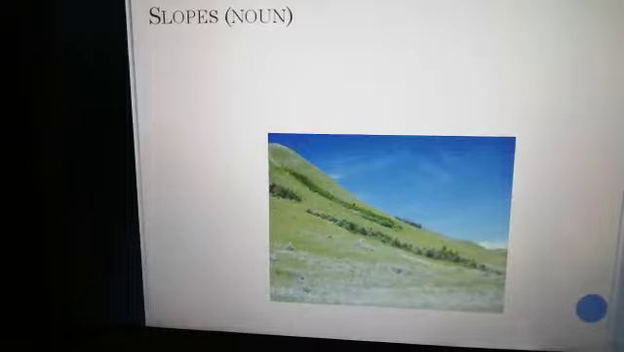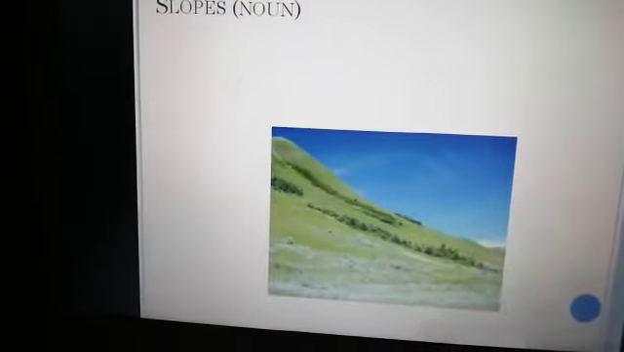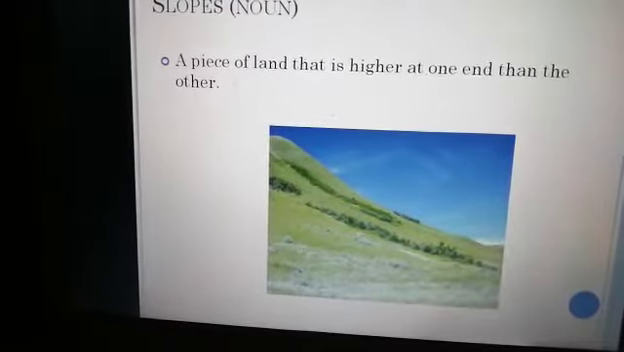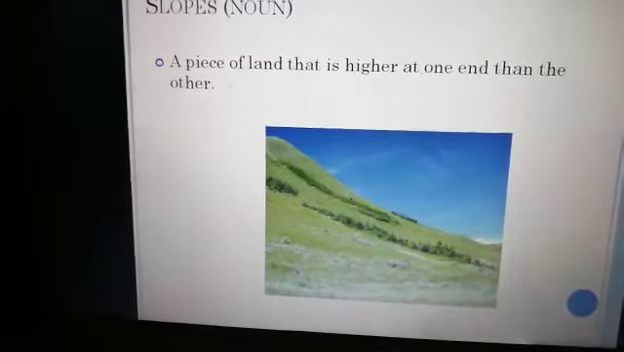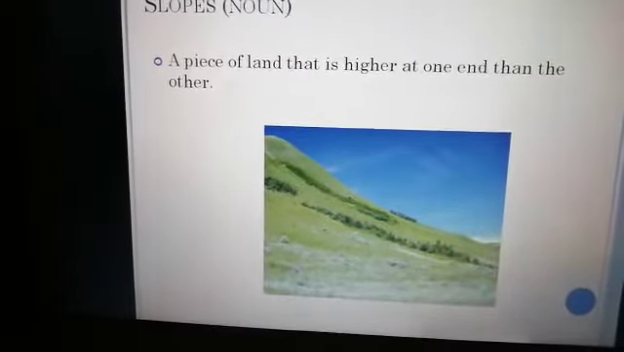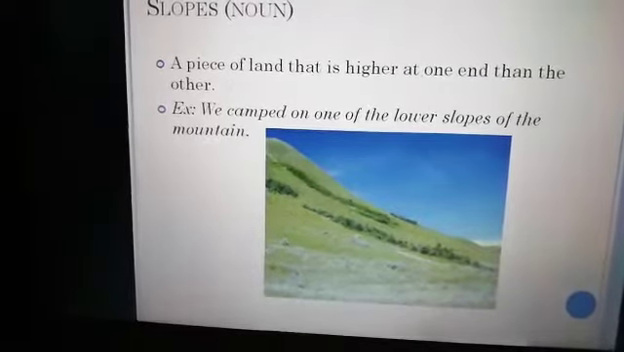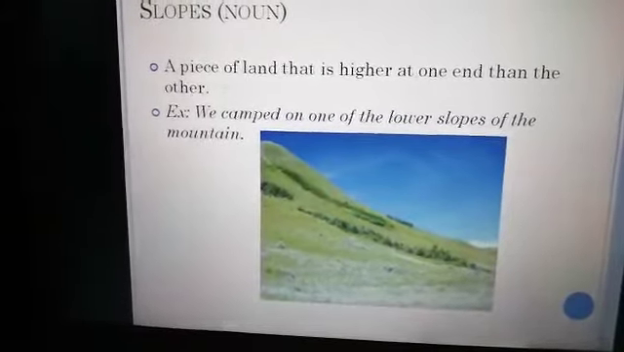Slope. It's a noun and it means a piece of land that's higher at one end than the other. As you can see, a piece of land that's higher at one end than the other. For example, we camped on one of the lower slopes of the mountain.